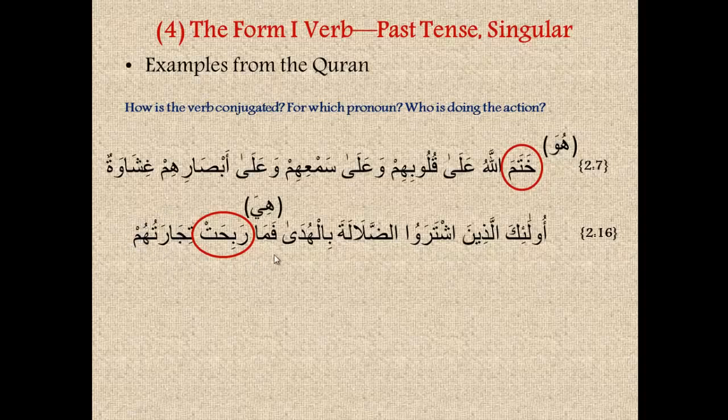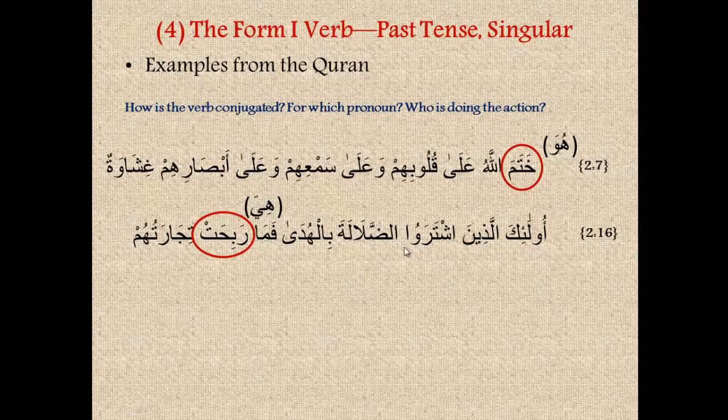Tijaratuhum. Fama rabihat tijaratuhum. It is conjugated for tijara, which is feminine. And the meaning is basically their transaction or their business did not profit them, was unprofitable. So the verb is conjugated for hiya, and the thing doing the action is tijara.